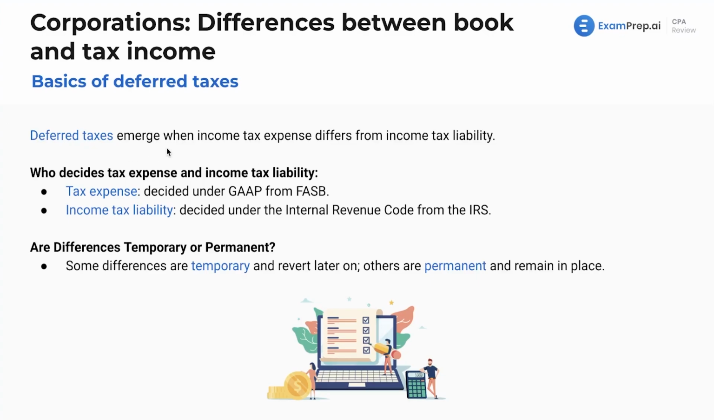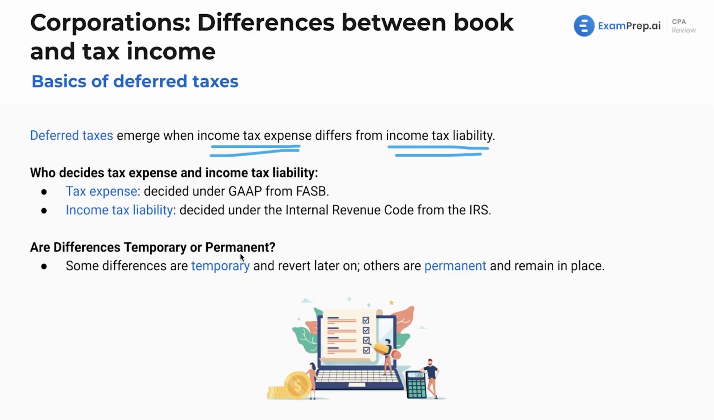Now, deferred taxes emerge when income tax expense, this is what you calculate on your tax return, differs from your income tax liability. This is generally, think about liabilities on your balance sheet. Who decides tax expense and income tax liability? Well, tax expense, that's decided under GAAP from FASB, and the income tax liability, that's decided under the IRC from the IRS. So this is what is on your balance sheet as well as what you owe. This is what you are recording on your income statement, as well as what you should be paying, essentially.